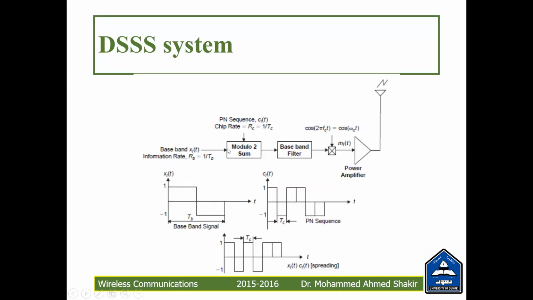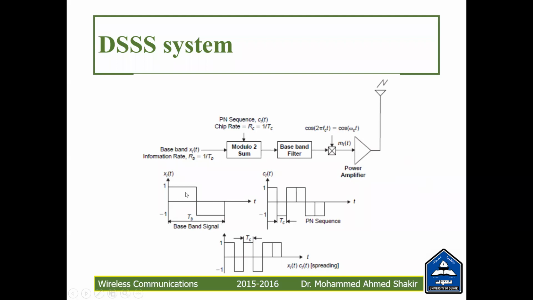Look, this will be the system for performing the operation. Of course, modulo 2 sum means we are going to use the exclusive NOR gate or exclusive OR gate to perform that. After that, at the final stage, we have to multiply our spread signal by a carrier to be ready for the transmission using specific antennas and power amplifiers.